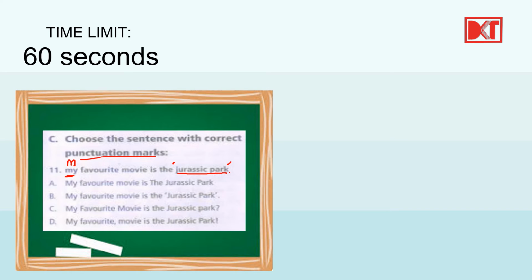And also Jurassic Park, here it is a title, so their first letters will be capital, J will be capital and P will be capital. Alright, so accordingly the correct answer is B. My favorite movie is the Jurassic Park. The other options you see here in A, here T is capital and no full stop. Then in C, F is capital, M is capital and no quotation marks and a question mark. Then in D, here unnecessary comma and no quotation marks and an exclamation mark, which is incorrect.